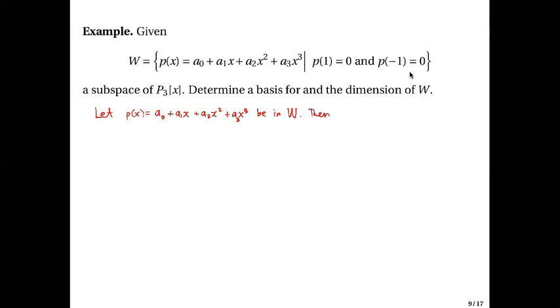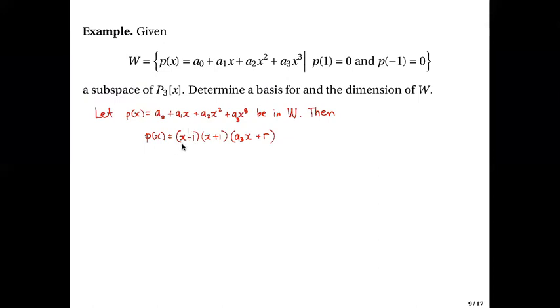Therefore, your P of x, you can factor this into the following. You can factor this into x minus 1, x plus 1, and then you have your a3 x plus r. Correct? How? Of course, if you multiply these three polynomials, x minus 1, x plus 1, a3 x plus r, this will give you a polynomial of degree 3.